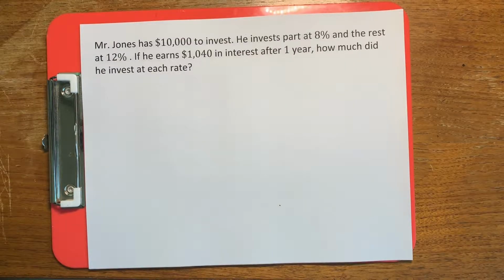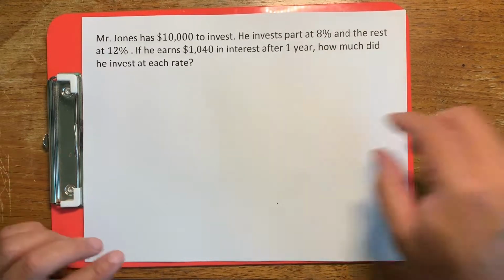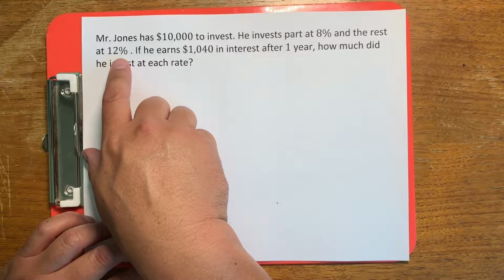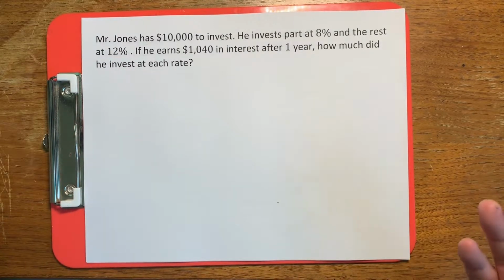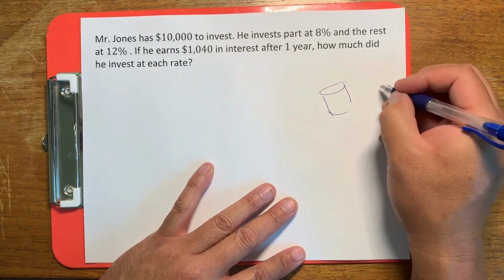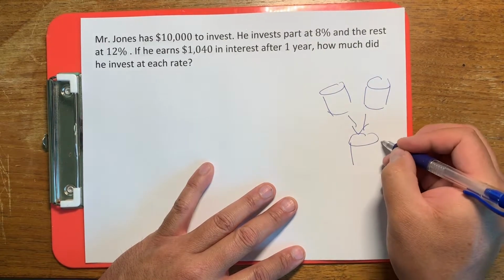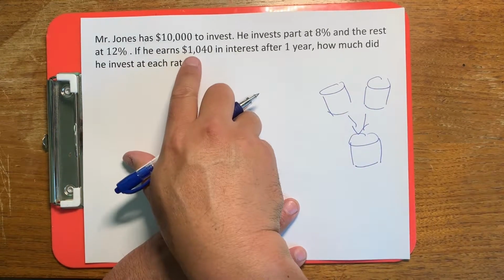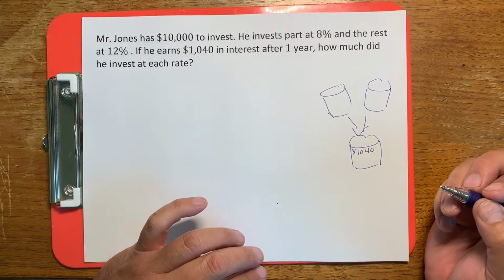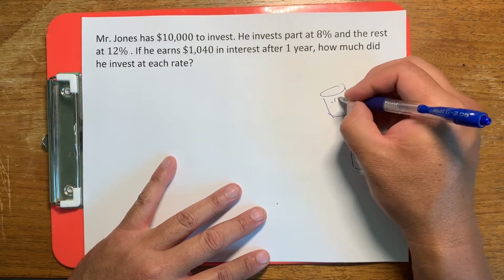Okay, now in this one, what we're doing is we have 2 different investments. One investment is at 8% and another investment is at 12%. So just understand that this is the very same problem that we did before. We're mixing interest from 2 different pots of money. And at the end, we earn 1,040 in interest.